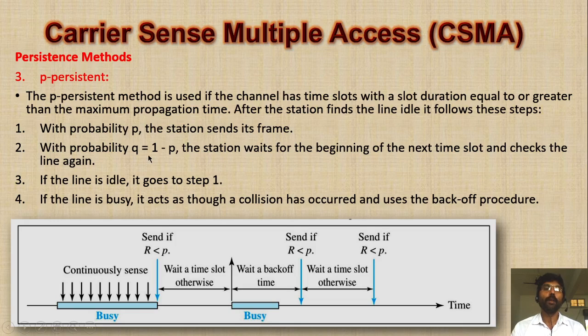With the probability q equal to 1 minus p, the station waits for the beginning of the next time slot and checks the line again. If the line is idle, it goes to step 1, meaning it again sends the frame with probability p. If the line is busy, it acts as though a collision has occurred and uses a back-off procedure. These are the steps involved in the p-persistent technique.